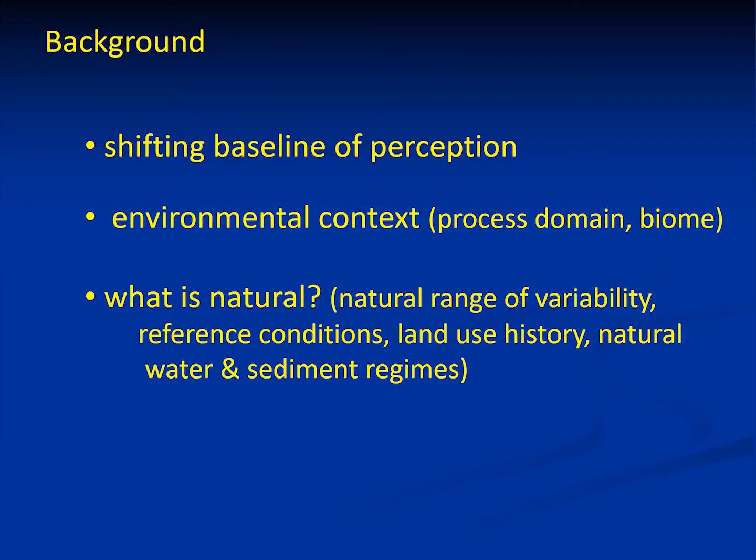If you're trying to restore to a more natural state, which is often the case for river corridors, that's not a static condition. So what was the natural range of variability? How can you determine what the river corridor looked like prior to intensive human alteration? So what are the reference conditions? What's the history of land use at the site? And fundamentally, what are the natural water and sediment regimes? And these are all very difficult questions to address.